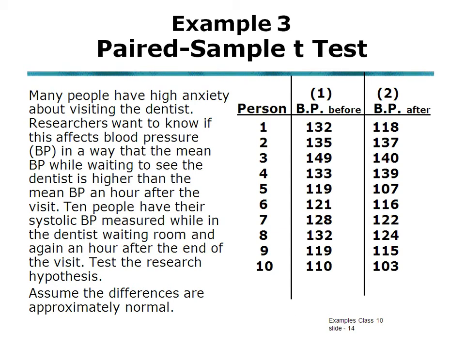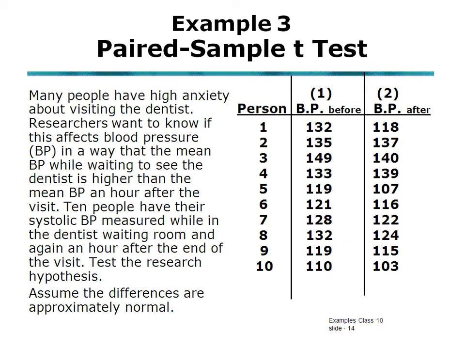Now, why are we using a paired test in this case? What we're looking at here is 10 individual people who have their blood pressure measured before going to the dentist and then again afterwards. So we have individual variation here amongst all of those observations. So we're testing the research hypothesis that the mean blood pressure whilst waiting in the dentist waiting room is higher than an hour after the visit.